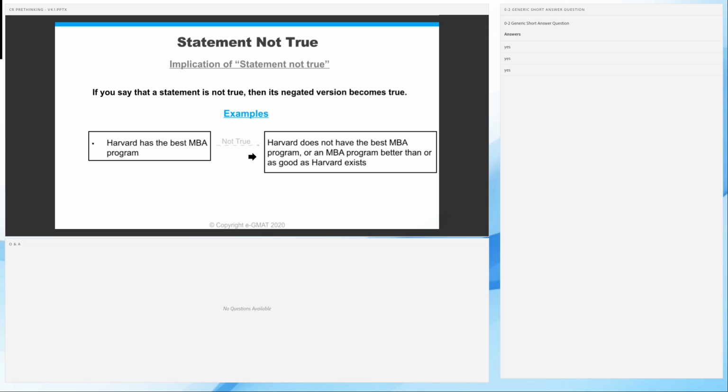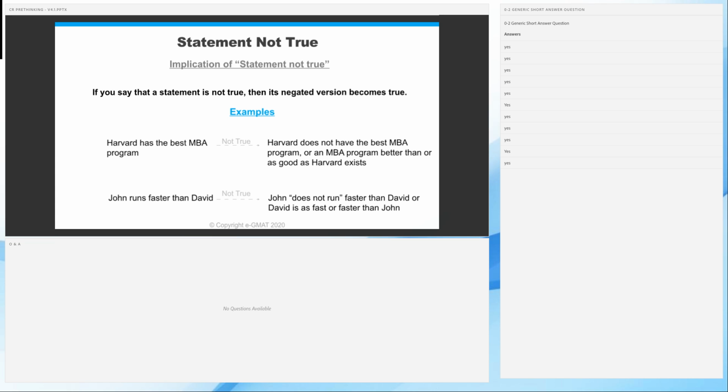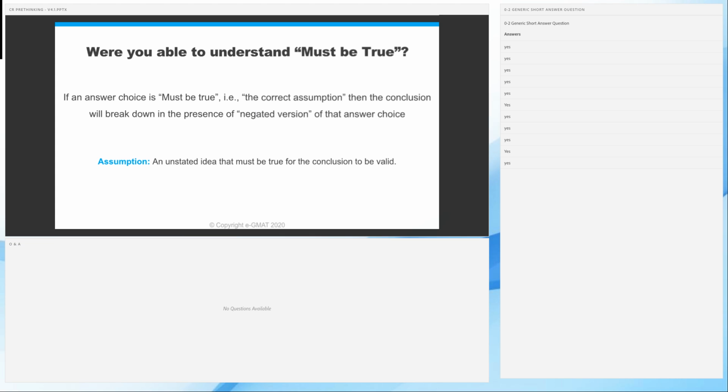Yes, no? Okay, so when you say a statement is not must be true, what you're really saying is I am 100% certain that its negated instance is true. Let's take another example. John runs faster than David. When you say that's not necessarily true, what you're automatically saying is that I have 100% confirmation that John does not run faster than David, or David can be just as fast, or in fact even faster than John. Again, when you say a statement is not true, you're saying its negated instance is true.